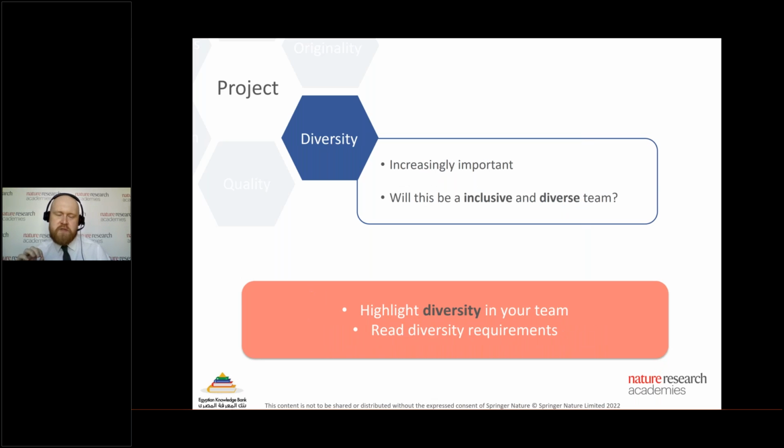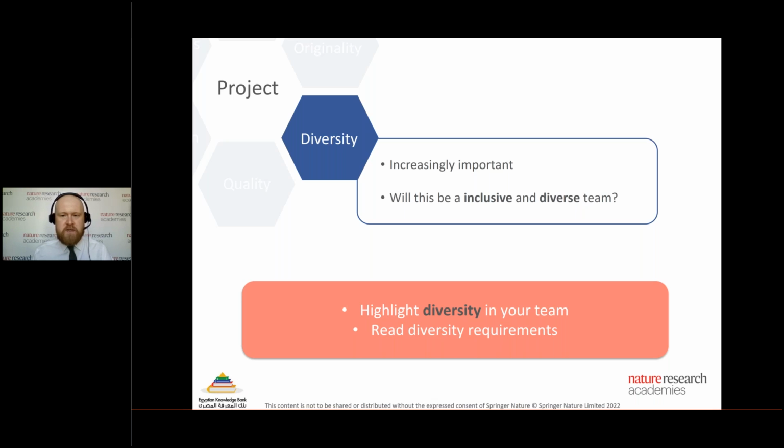Now, the last thing that we'll discuss today is diversity of your project. And this is, as I say, becoming increasingly more and more common. The reviewers will often ask, is this going to be an inclusive and diverse team? You do want to highlight the diversity of your team. It can be hard to know exactly what the funders are after here, so also do make sure you read the diversity requirements clearly in the funding documents.